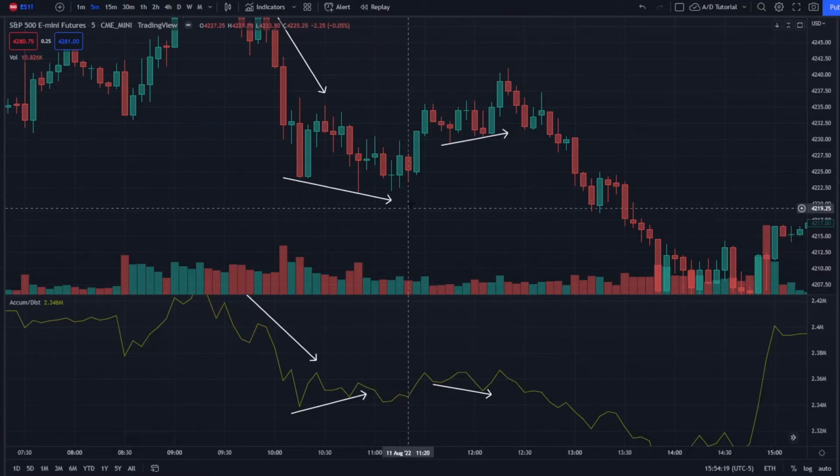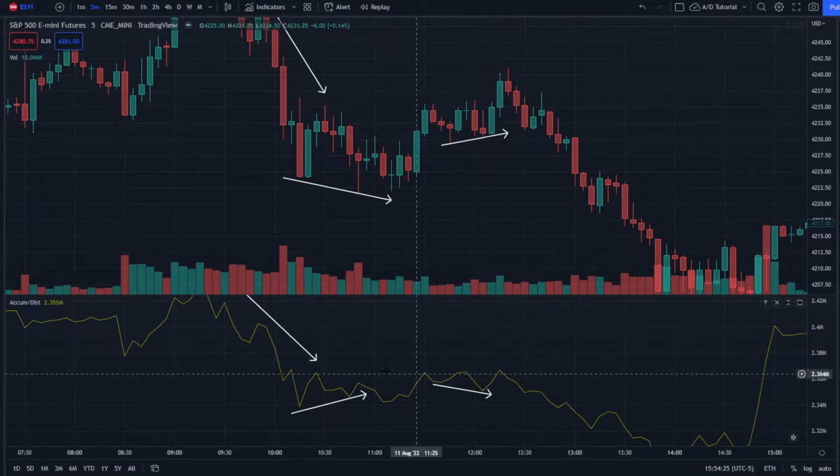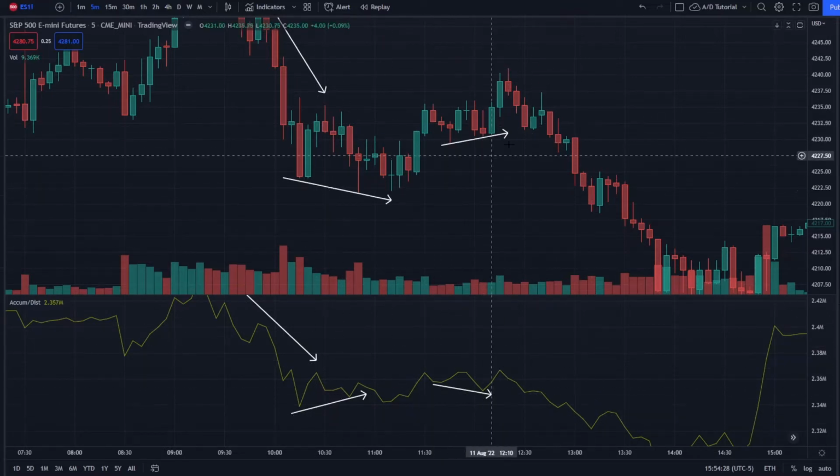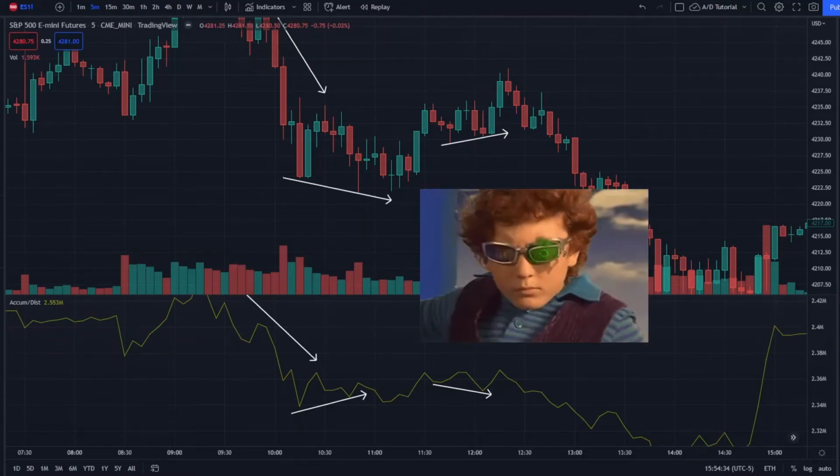You probably noticed that I was comparing pivot lows to spot divergences. This is because sometimes it's difficult to properly compare the AD line chart with the price candlestick chart. Using pivot highs and pivot lows tends to make spotting divergences a little bit easier.